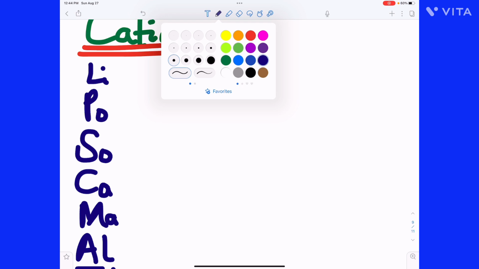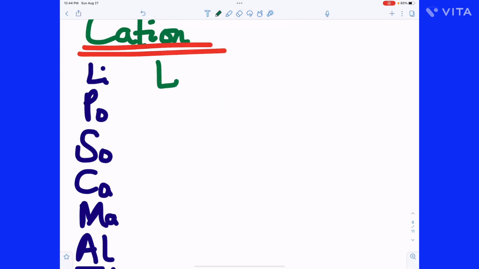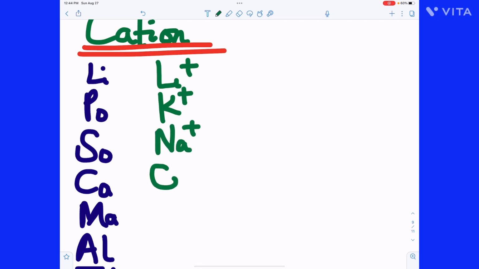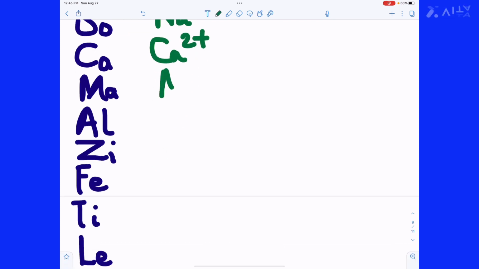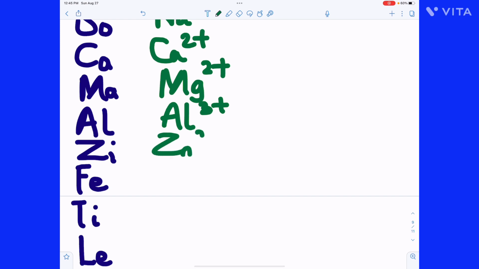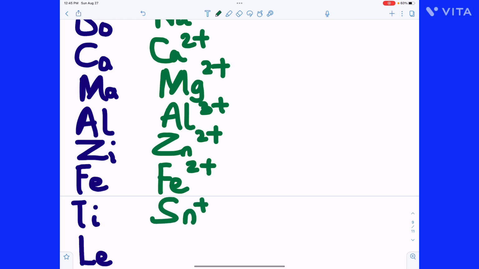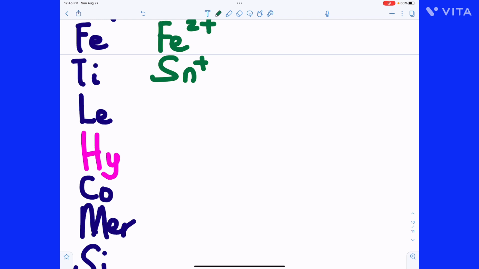So one after the other, let's go. Li is for Li plus, lithium. Po is for potassium, K plus. After K plus comes Na plus. After Na plus is Ca2 plus. Then Mg2 plus, Al3 plus, Zn2 plus, Fe2 plus. Tin is Sn plus. Lead, Pb2 plus.